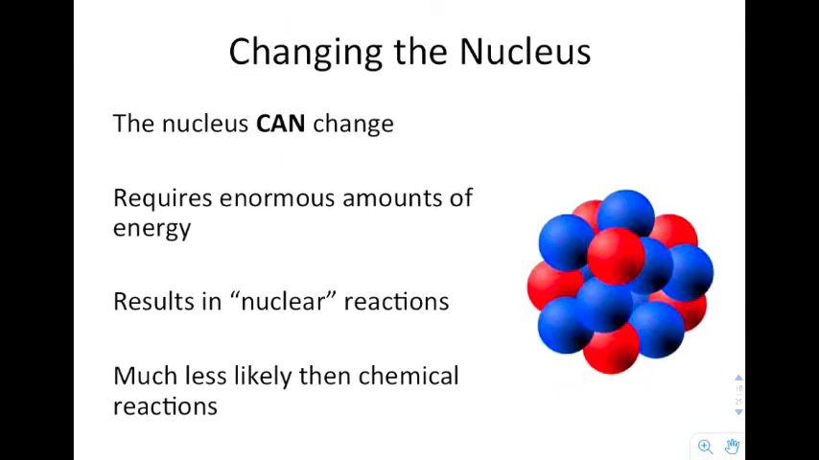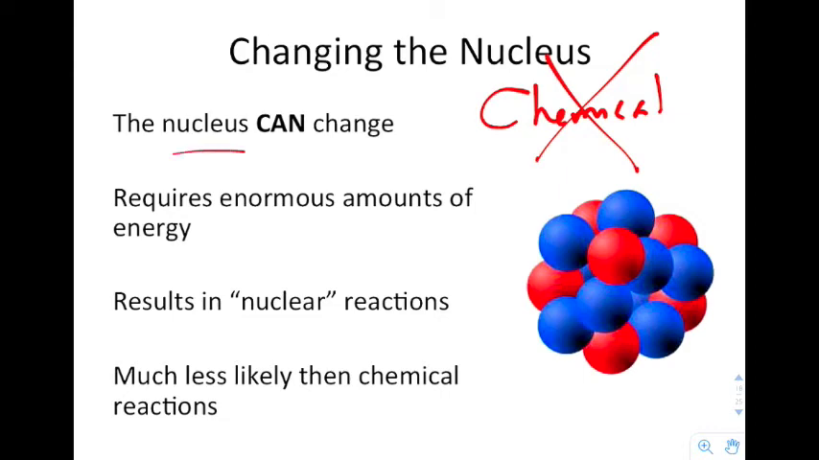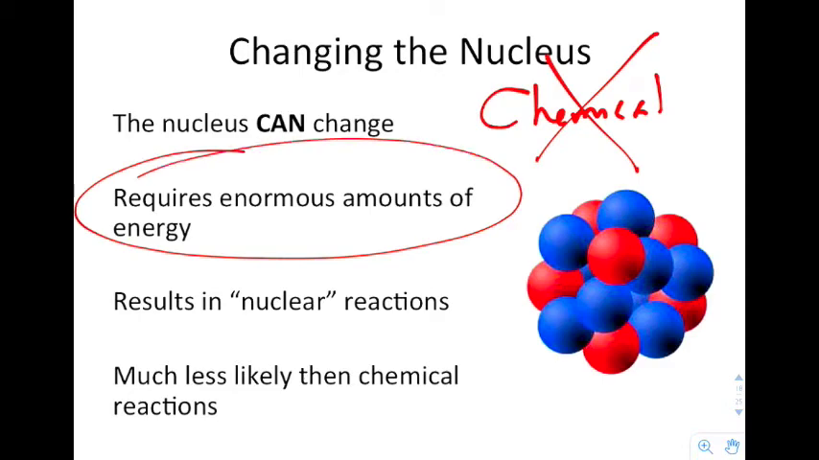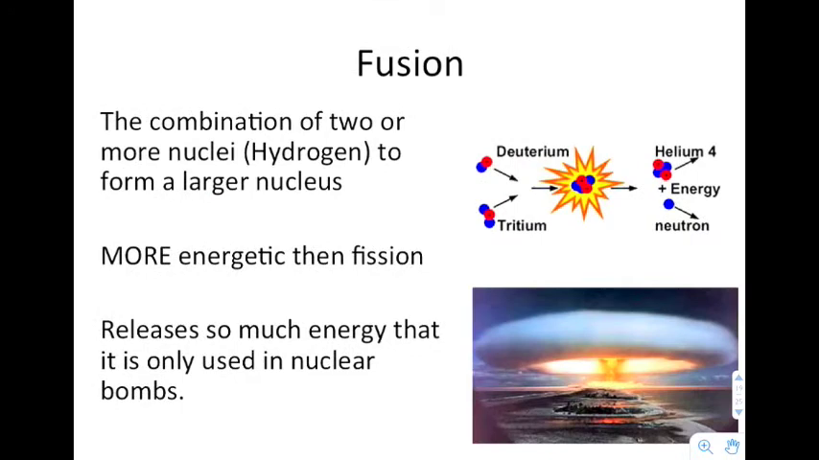You can change the nucleus, but if you change the nucleus, it is no longer a chemical reaction. We're not talking about chemistry at the point where you change the nucleus. Instead, we're talking about a nuclear reaction. Now, changing the nucleus actually requires an enormous amount of energy. Because of that, it is much less likely to occur when compared to a chemical reaction.